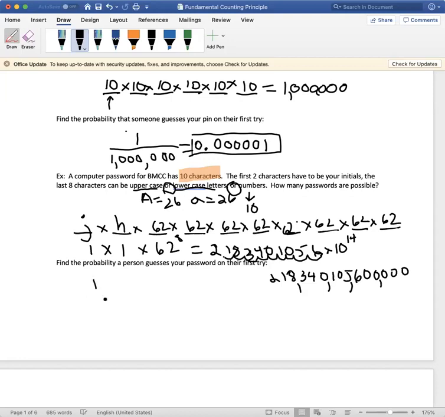Find the probability a person guesses your passcode on the first try. Well, that's 1 over 218 trillion, which, I hope you can see that this number is going to be tiny.